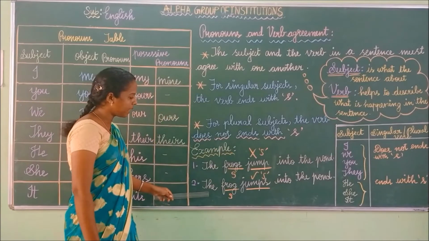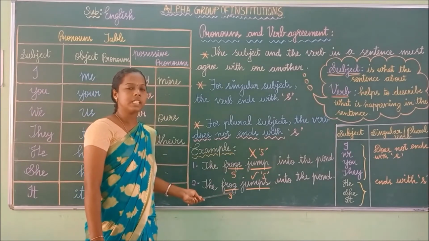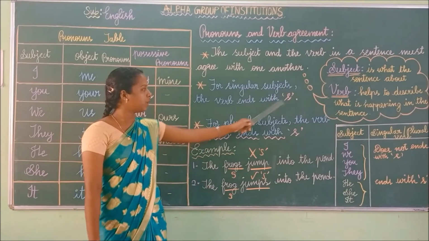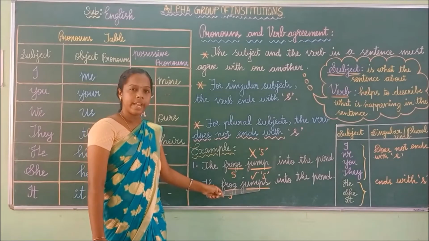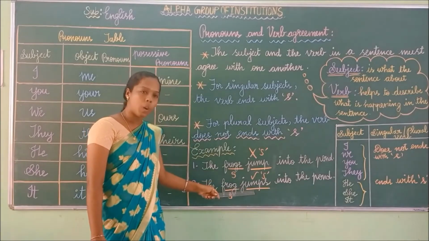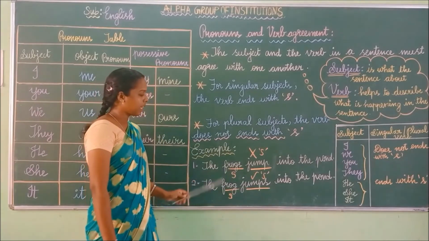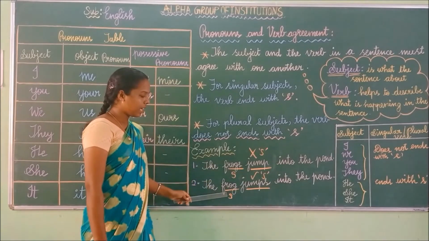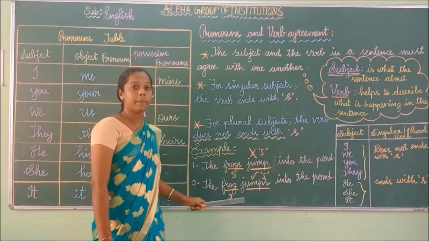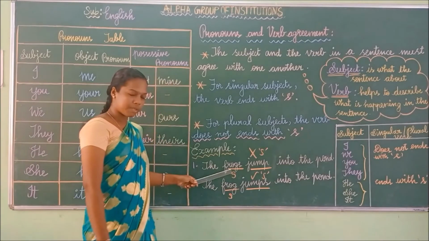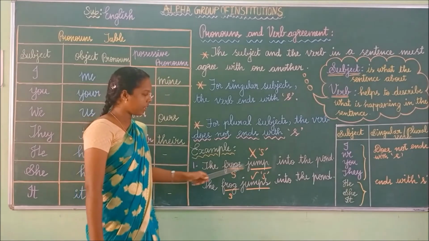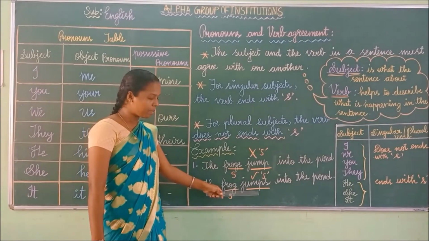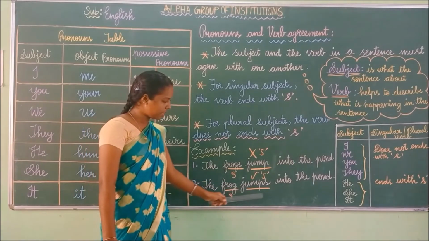See another example. The frog. Here the subject is singular. For a singular subject, the verb always ends with "s". So the verb ends with "s". Here jump is the verb, frog is the subject. If the subject is singular, the verb takes the "s" form. If the subject is plural, the verb does not. The frog jumps into the pond.